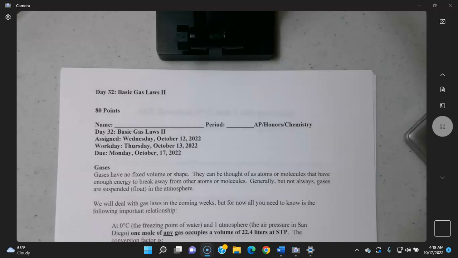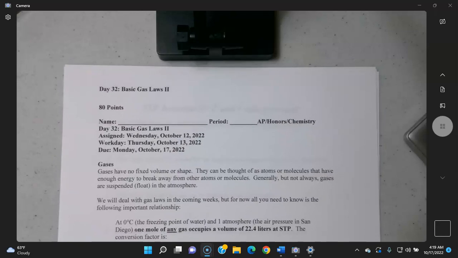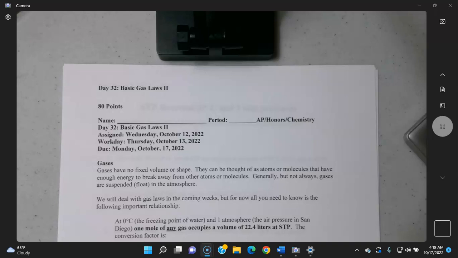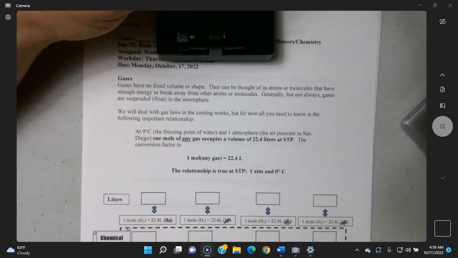Chemistry. We are moving on to the answers video for the day 32 lesson. This is Basic Gas Laws 2. This does include some math type of problems, so I'll do some of those with you here.